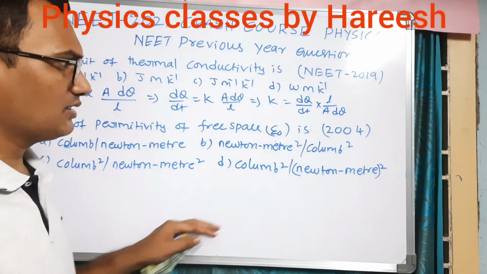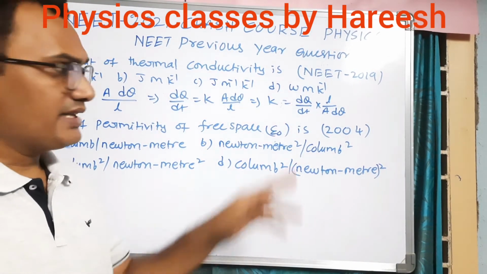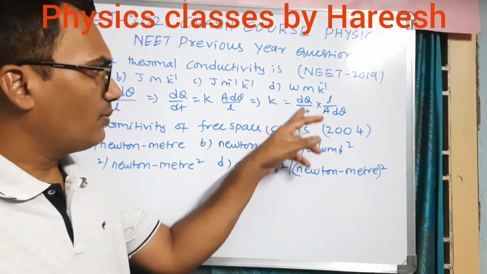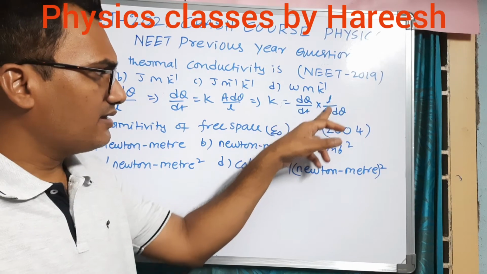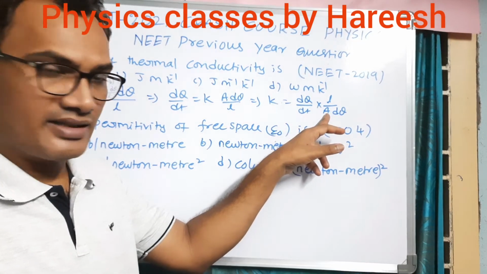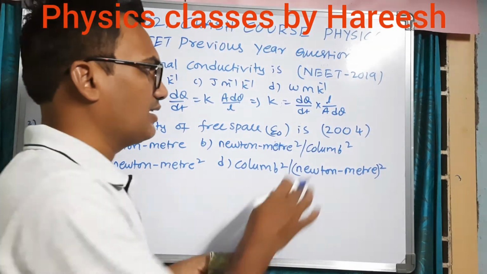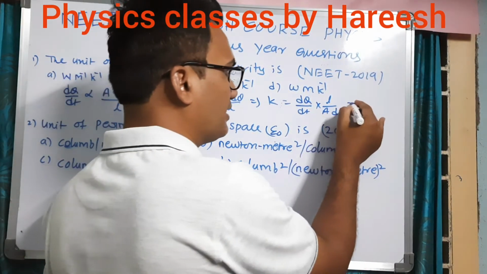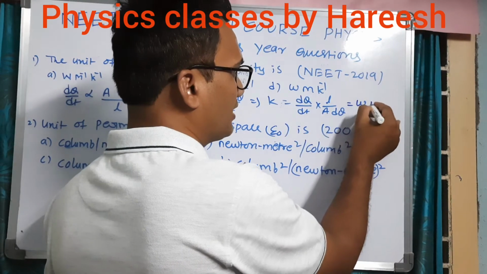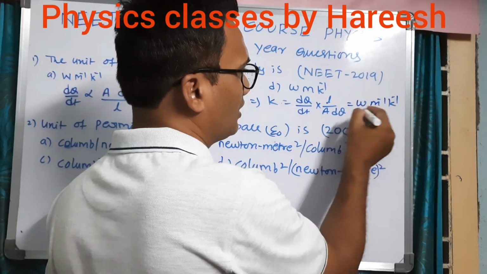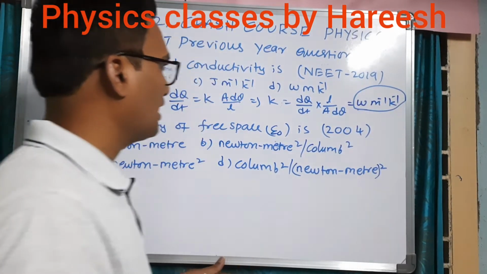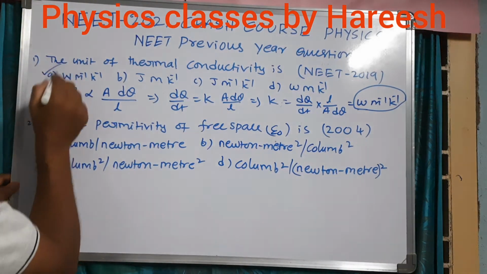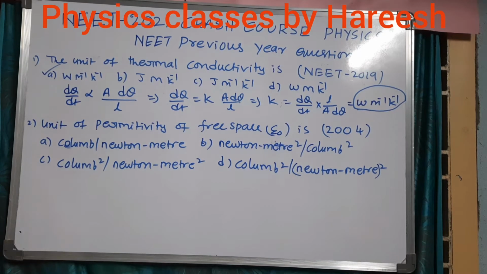Here dQ by dt is energy divided by time. Rate of energy is power. Unit of power is watt, and here it is length. In the denominator, area is length square, so one length will be cancelled. Here dθ is the temperature difference. Directly we can write watt meter inverse Kelvin inverse. Correct option is A, watt meter inverse Kelvin inverse.